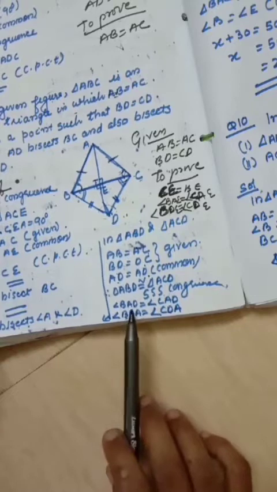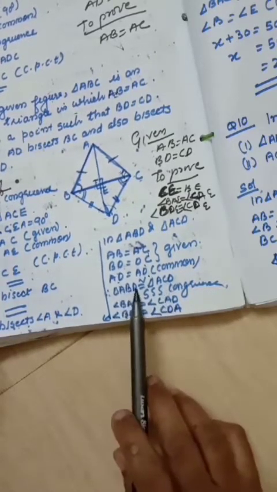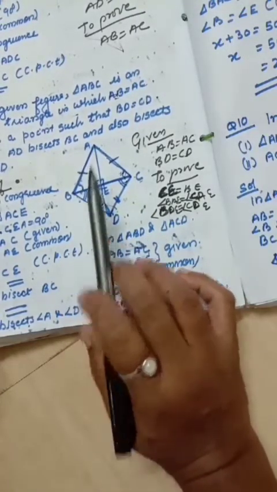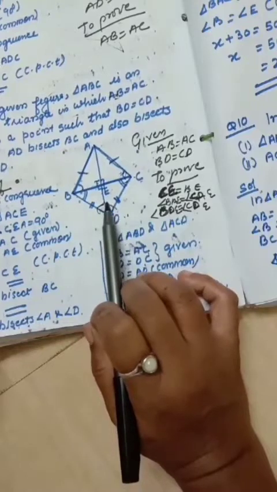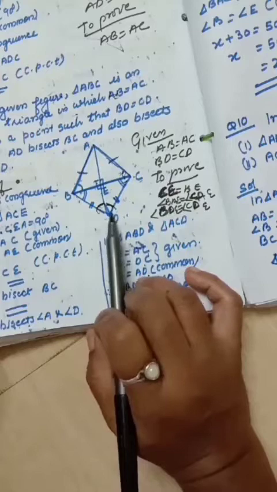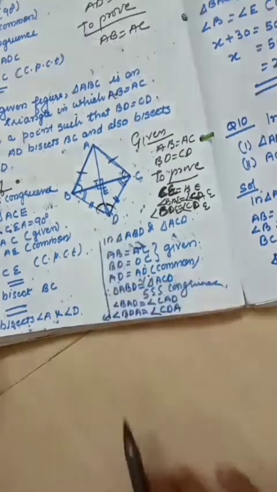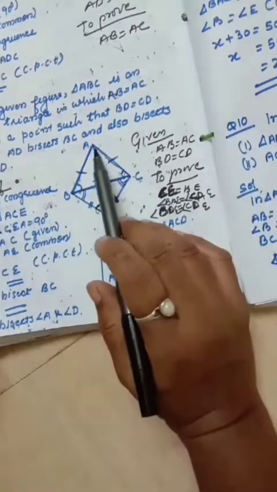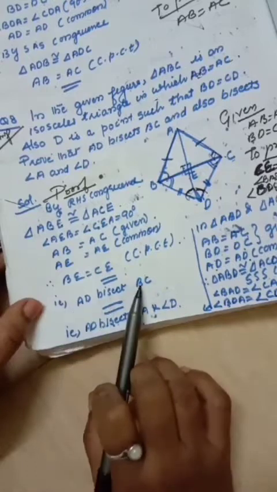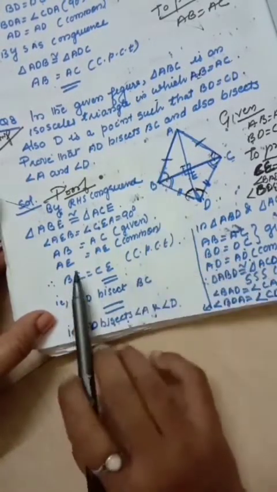So you are getting corresponding angles are also equal. See this angle ADB equals angle ADC. These two angles are equal. That means AD cuts angle D equally. Now from here you are getting AD bisects BC and AD bisects angle A also.